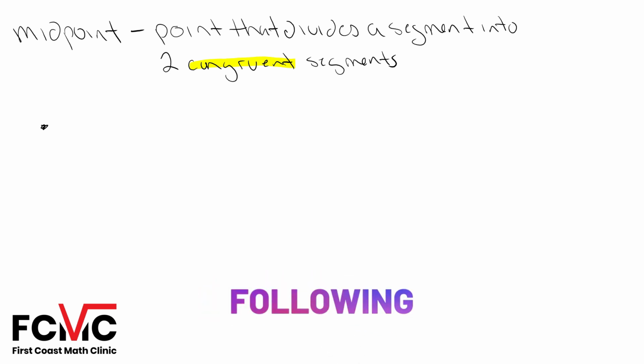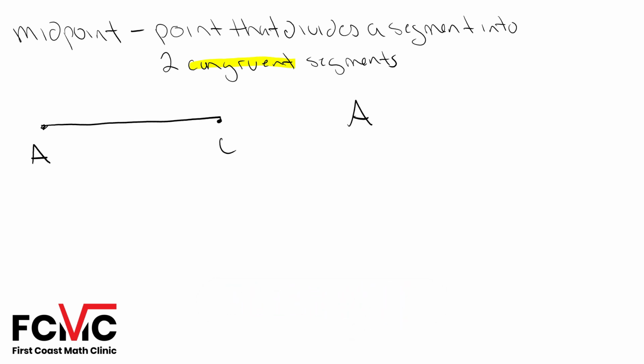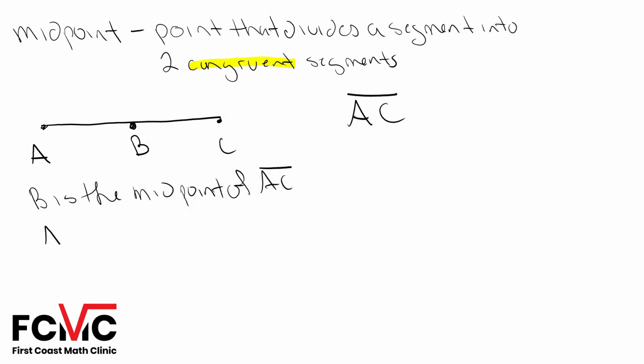Let's draw on the midpoint of a segment. So let's say we have segment AC, and we label a segment AC with the two endpoints and a segment on top. And our midpoint is going to be point B. Now, if we know that B is the midpoint of AC, then that tells us that the two segments that are created, AB, has to be congruent to BC. So we're using our congruent symbol here. So this segment here, AB, is congruent to this segment here, BC.